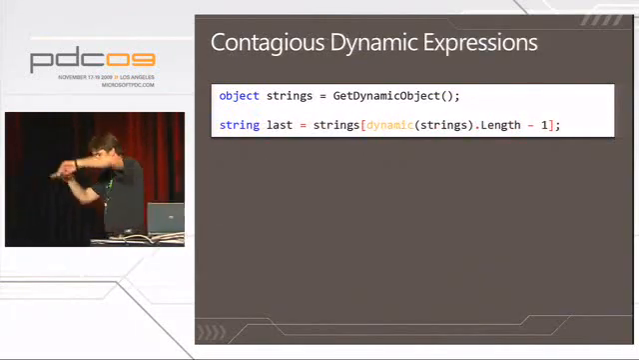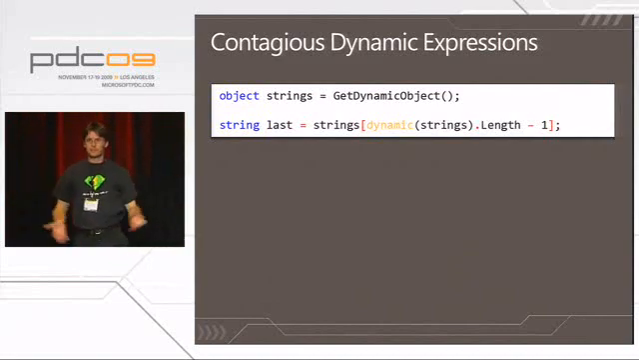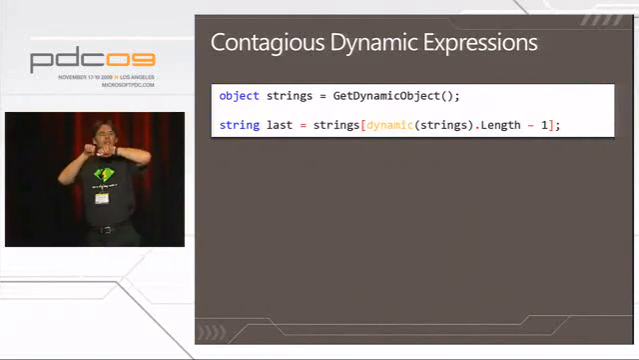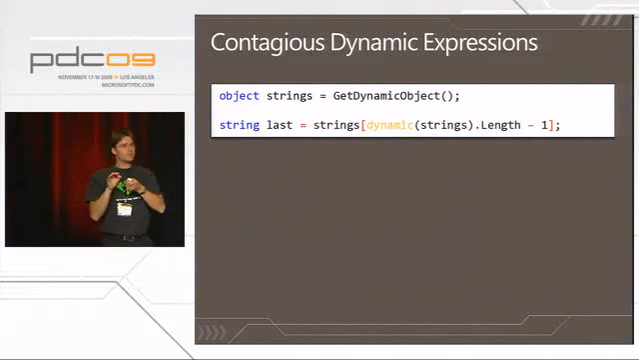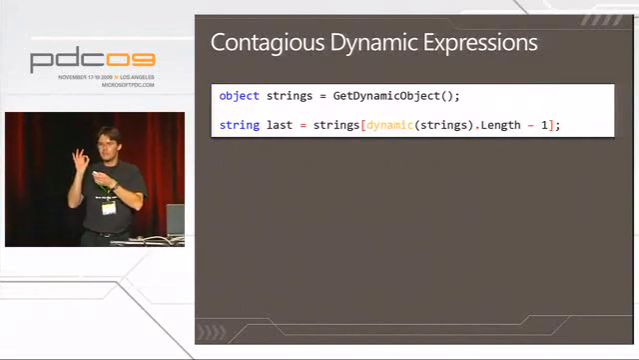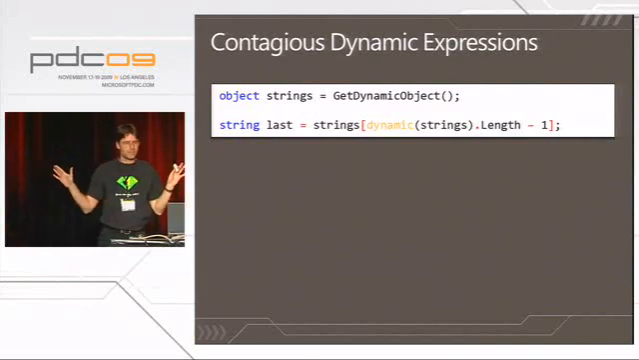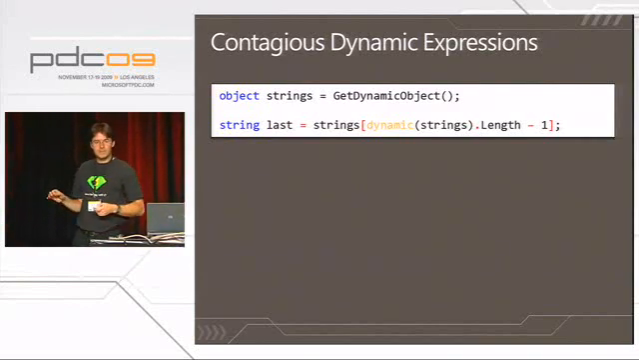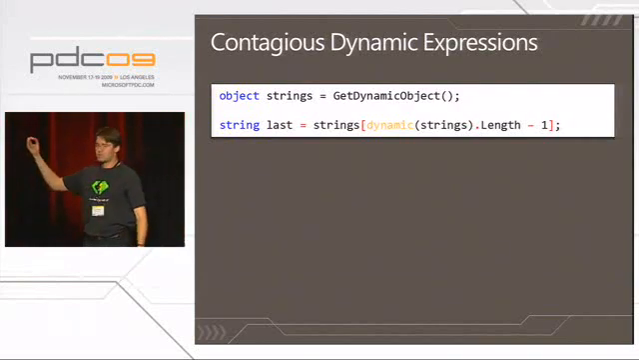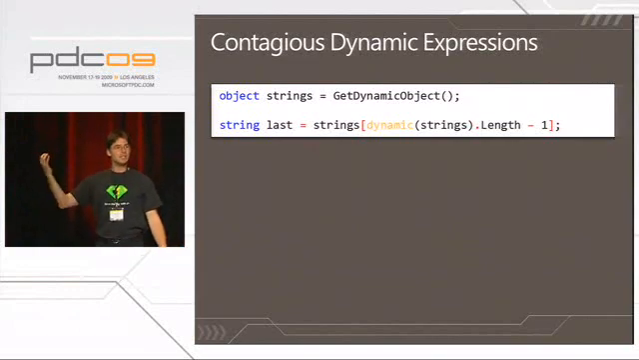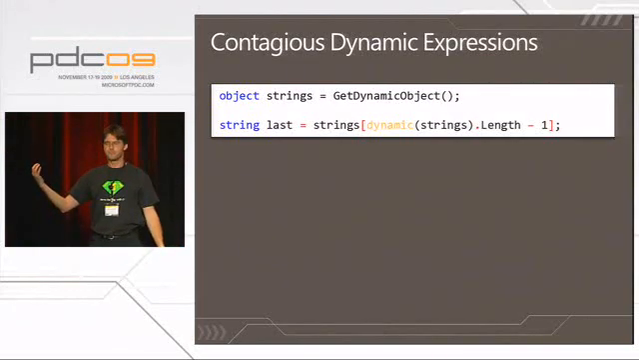Okay, we can't envelop it from the outside. Maybe we can start from the inside. After all, that's where it started. It started with that strings object. That was the thing where things started to get dynamic. Maybe we can make it bleed out from there. Okay, so the idea here is to have contagious dynamic expressions.